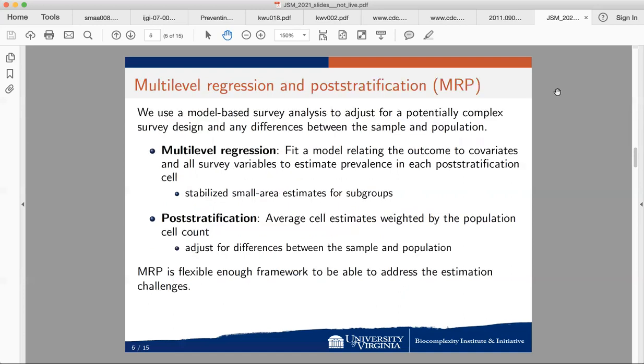To put all this together, we use a model-based survey analysis, which is known as multi-level regression and post-stratification, or MRP for short, to basically address these challenges and also adjust for the survey design and any differences between the sample and the population of interest. At a high level, this is really composed of two different parts. The first is multi-level regression.